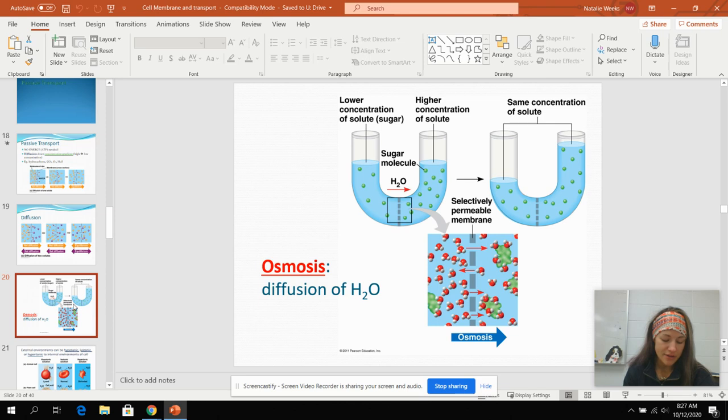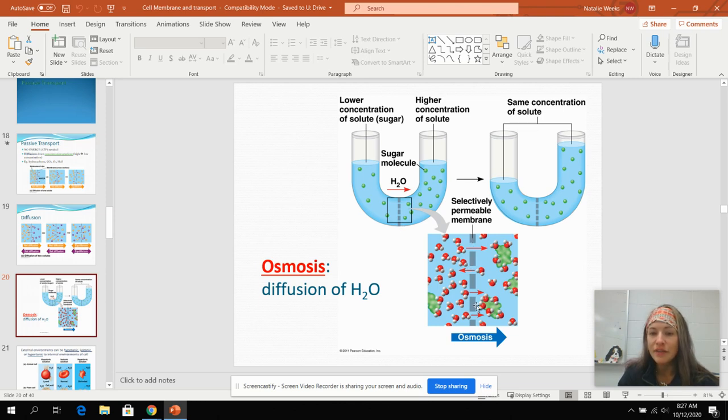And this leads us to our first part of osmosis. Osmosis is the diffusion of water. Other things can diffuse, but when we're talking about water, we use the term osmosis. Up here is a classic experiment that's used quite a bit in science. We have a U-tube. In one side, we have a very high concentration of sugar water. On the other side, we have a lower concentration of sugar water.